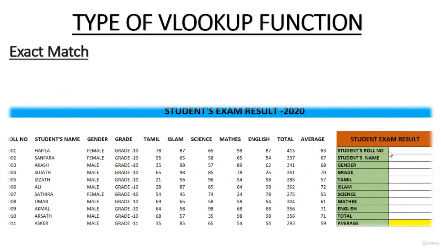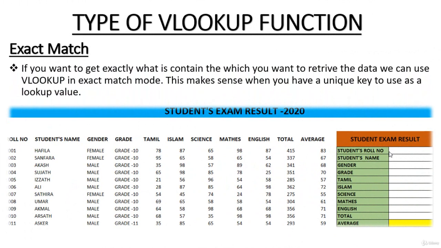Now we are going to look at what exact match is. Exact match means if you want to get exactly the content which you want to retrieve, we can use the VLOOKUP exact match mode. This makes sense when you have a unique key to use as a lookup value. For example, if you look at this student exam result 2020, if you type the student roll number, you get student name, gender, grade, Tamil mark, Islam mark, science marks, maths marks, English mark, total marks and average mark. Exactly what is contained in the table or range should appear here.